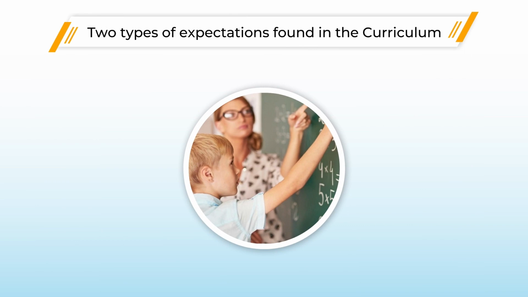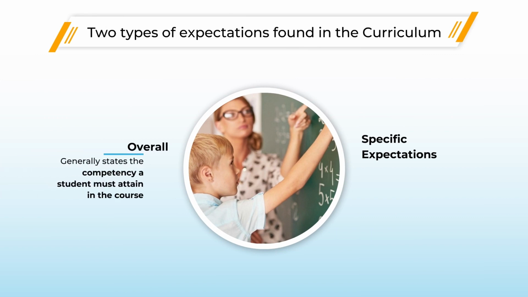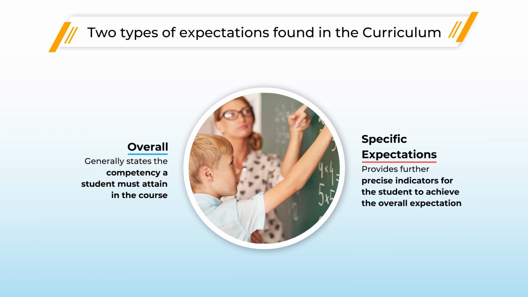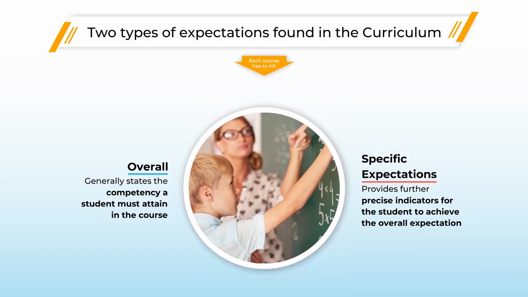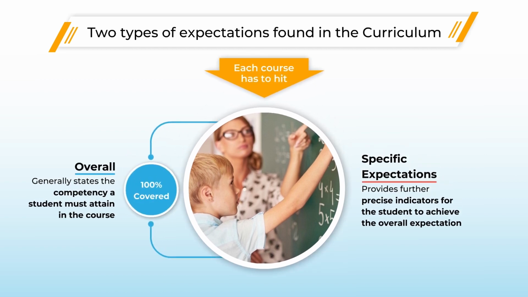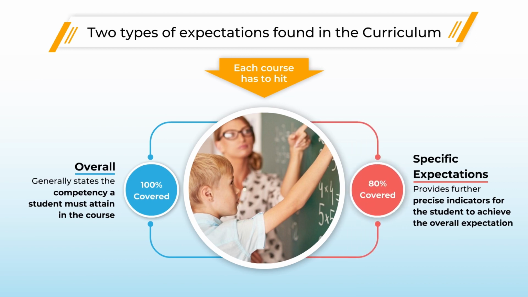There are two types of expectations found in the curriculum: overall and specific expectations. Overall expectations generally state the competency a student must attain in the course. Specific expectations provide further precise indicators for the student to achieve the overall expectation. Each course has to hit 100% overall expectations covered and at least 80% specific expectations covered. To understand this further, please watch this video.